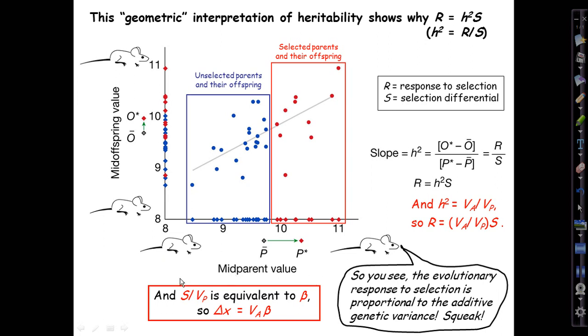This is a little less obvious, and I won't take time to prove it algebraically, but you can if you're so motivated. It turns out that S over VP is equivalent to beta. It's actually an identity. So then it follows, since there's an S over VP here, which may not be obvious, that's what it is. S is in the numerator, VP is the denominator. So if that's beta, then delta X, same thing as big R, is equal to VA times beta.